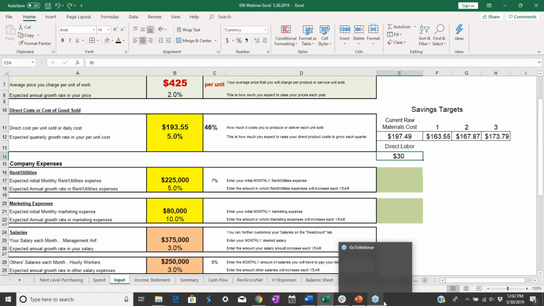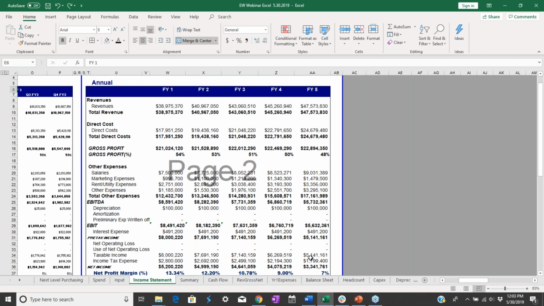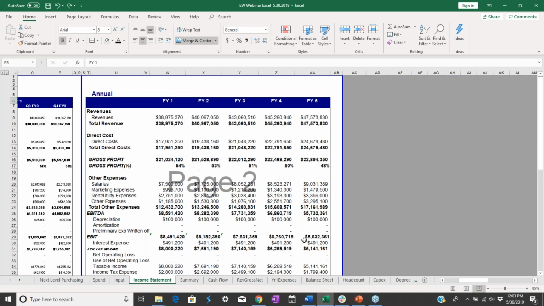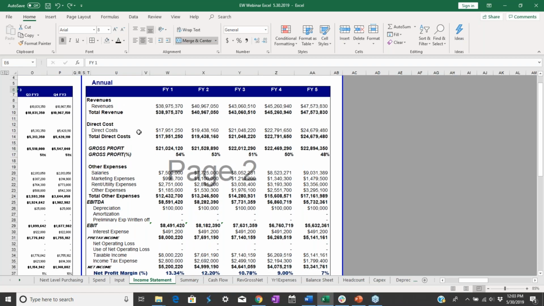Okay, because that opens up a whole plethora of opportunity for cost reduction. And there's something else that I wanted to point out to us. When we look at this income statement, this is like a typical income statement. Okay, you have the revenues on top, the direct cost, which we just went through there with the labor and the materials cost.